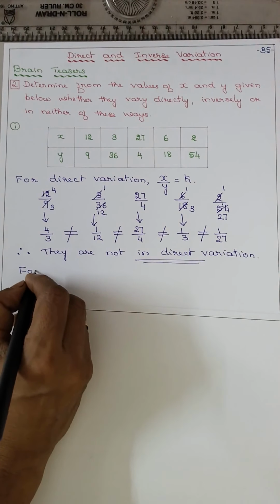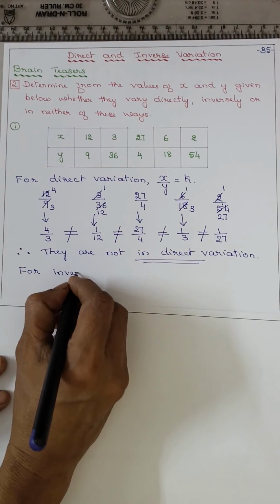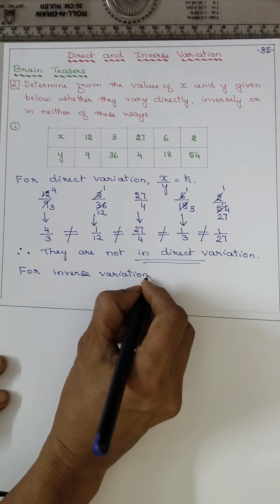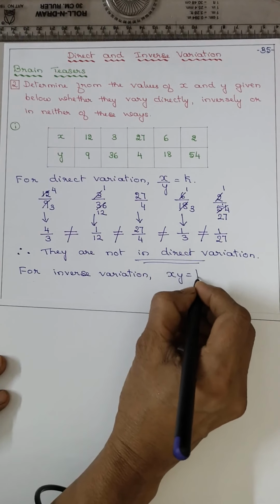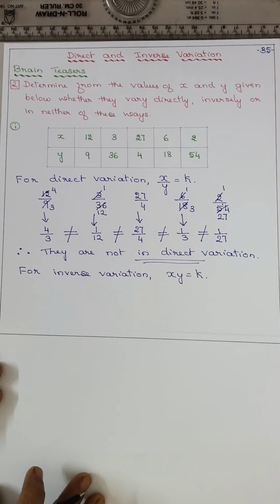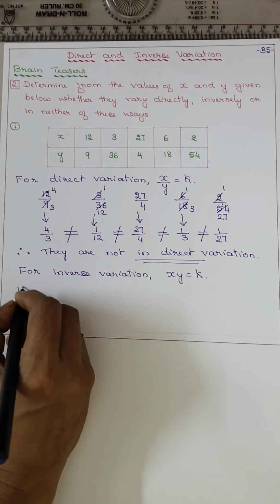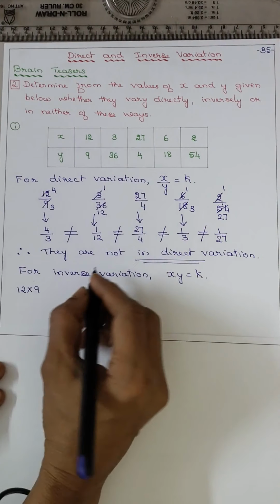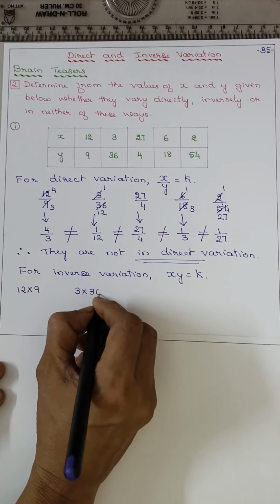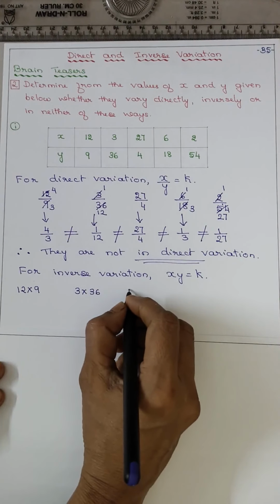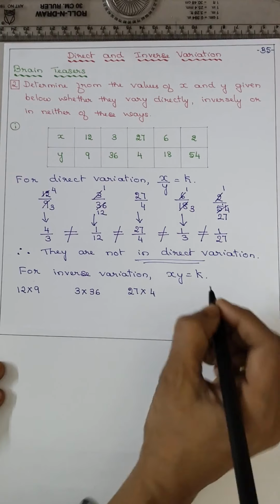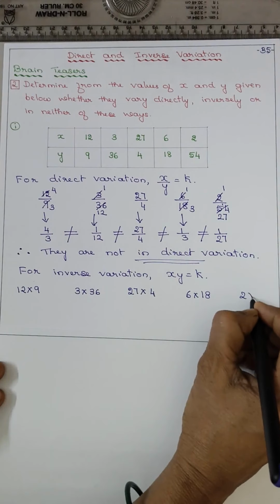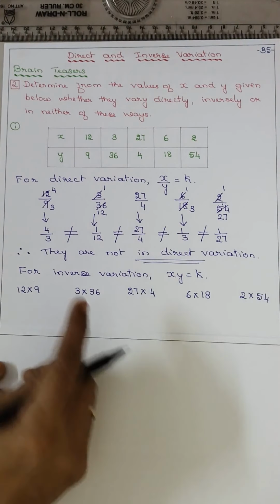For inverse variation, what is the formula? xy is equal to k, isn't it? Now, again find the values: 12 into 9, 3 into 36, 27 into 4, 6 into 18, and 2 into 54. Hope you are understanding.